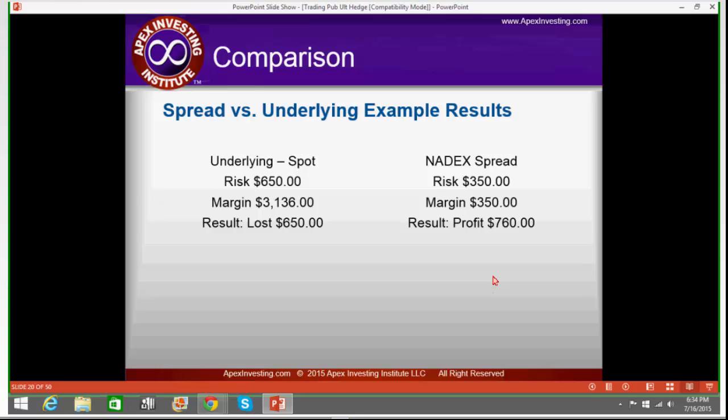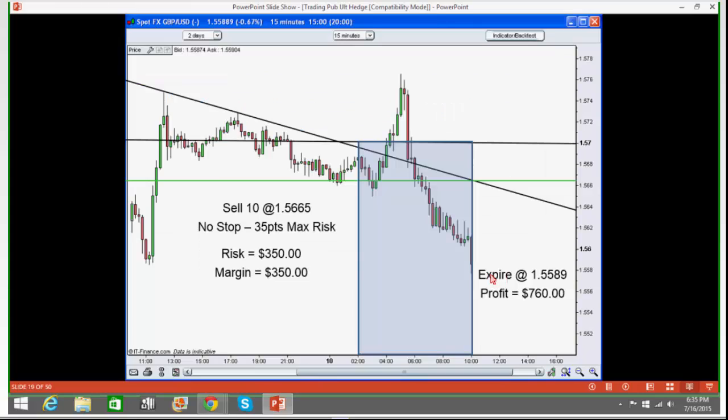So I'm not sitting here trying to tell you don't do spot Forex, don't trade futures, only trade spreads. It's not what I'm getting at here. Let me put it all together for you. But does everybody follow the difference? Does everybody understand the power now of the Nadex spreads having that capped risk on with ceilings?